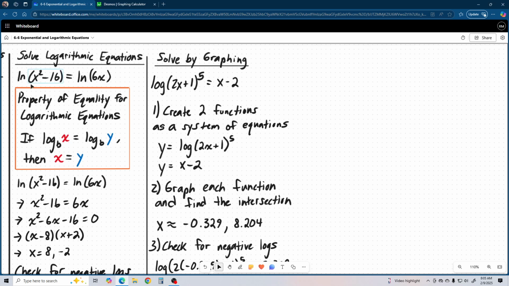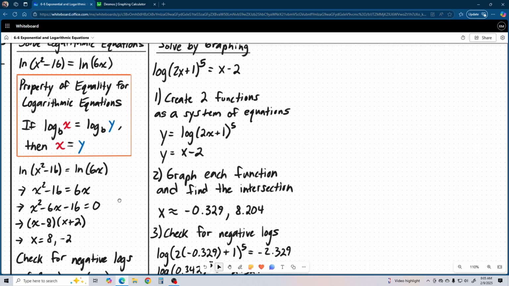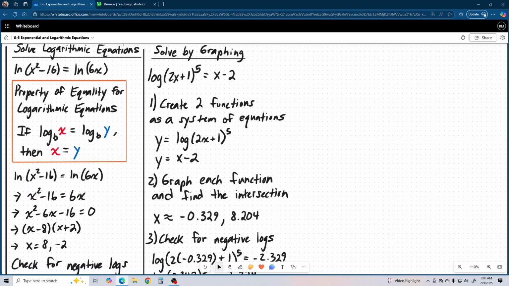So if we look at our problem again, we have the ln of x squared minus 16 equals the ln of 6x. Well, remember we just said the ln's are always going to have the same base. This is technically a base e. So if we have the ln of this equals the ln of this, then these two things equal each other. So in other words, x squared minus 16 equals 6x. And now it's just a quadratic problem, because now we're going to move the 6x over so we can set it equal to 0. We'll get x squared minus 6x minus 16 equals 0.